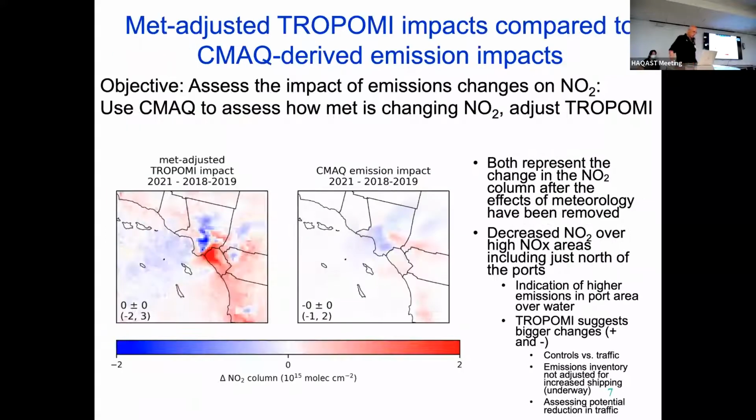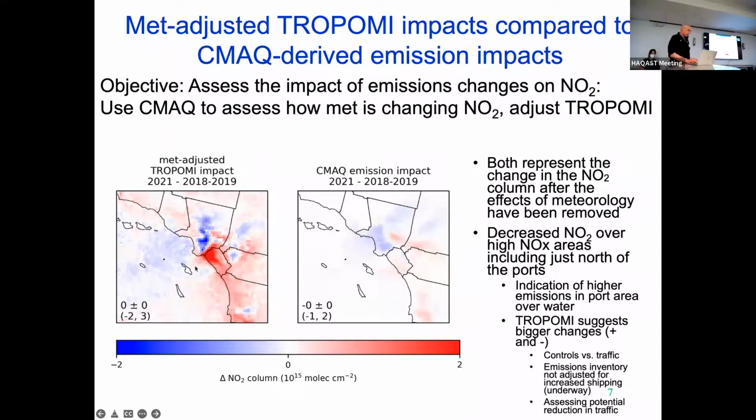So what we did using the CMAQ modeling was essentially use that to remove the impact of the meteorology, which you need to do to assess how TROPOMI would lead to an assessment of how emissions have changed over time. And that's what you see on the left: this is the met-adjusted impact of emission changes from TROPOMI only between 2018 and 2019. And this is what you would get when just looking at what CMAQ provides.